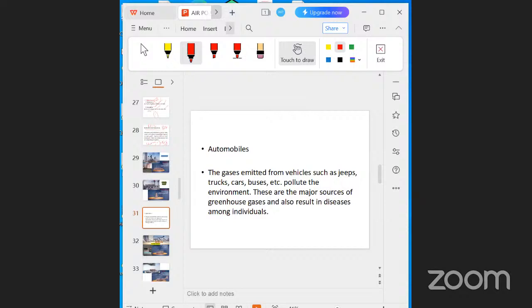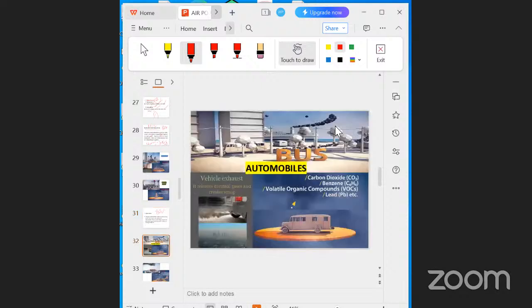Automobiles. Automobiles include planes, ships, etc. The toxic vehicular exhaust is the biggest source of air pollution in cities in our country. Vehicles are responsible for more than 80% of total air pollution in our cities. They stand next only to thermal power plants as a source of air pollution. Some examples are carbon dioxide, benzene, volatile organic compounds, and lead.